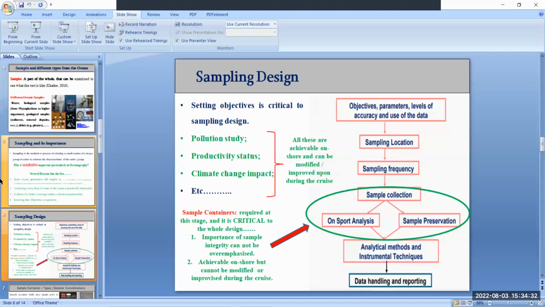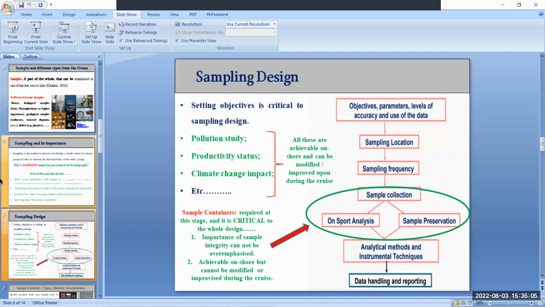And I've given a schematic diagram, which shows all the components of sampling design. So the first one that I mentioned earlier is the objectives. What are the parameters that you will need to use to achieve your objectives? What is the level of accuracy? How do you want to put the data to use? Those are the questions that you need to ask.